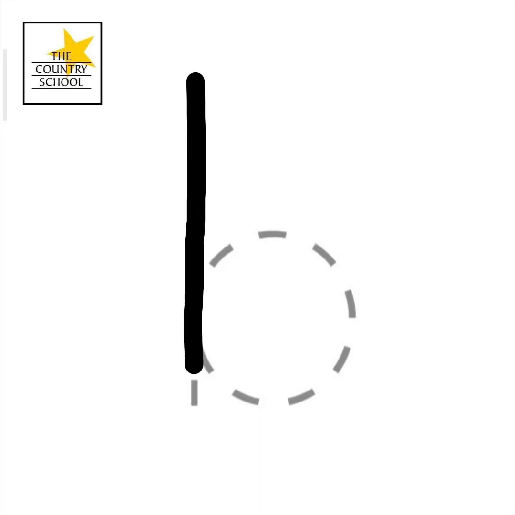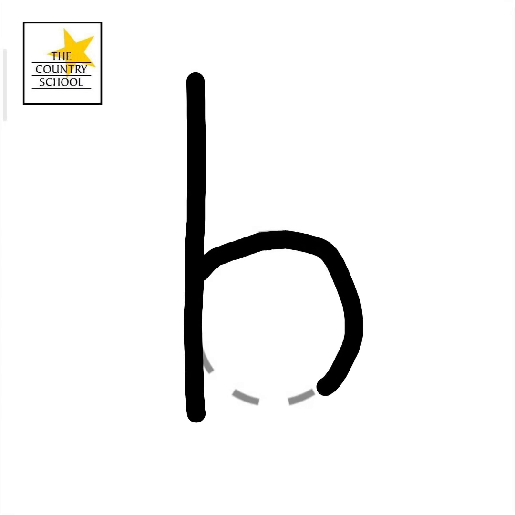Which sound is this? This is the sound B. Sound B. Let's see how can we write the lowercase b. So to write the lowercase b, first of all make a standing line and then make a small circle adjoining the standing line.